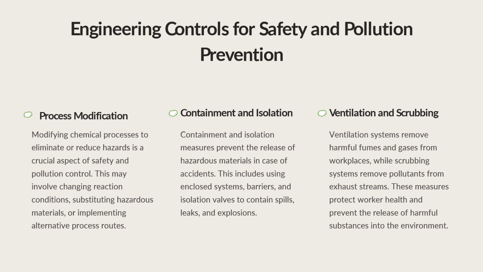Then we also have containment and isolation. We try to contain and isolate the processes from where humans live or something like that. So usually you see heavy chemical producing industrial companies located at secluded areas. We also have ventilation and scrubbing. We use different sophisticated systems to try and reduce the pollutants that we produce.